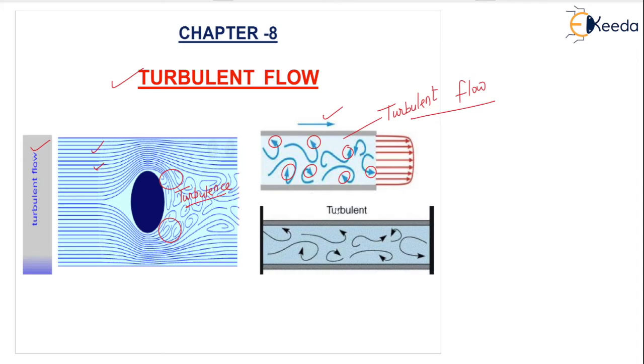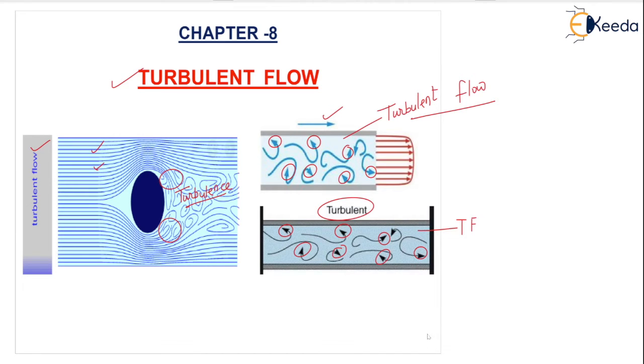Next one. This is also an example of turbulent flow where you can see the fluid particles are moving in a random direction. This arrow mark shows in which direction they are moving. So no streamline is parallel, you can see here. This all represents the zigzag pattern of the flow, representing the same turbulent flow.